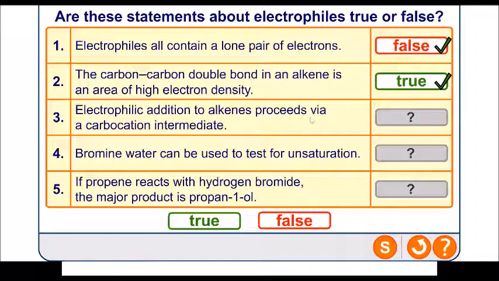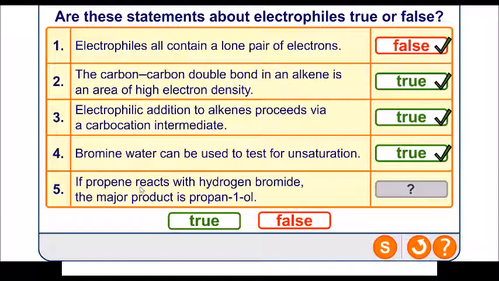Electrophilic addition to alkenes proceeds via a carbocation intermediate. Remember, that's your positive carbon atom. True. Bromine water is used for the unsaturation test, the comparison of alkane to alkene. True. This question, by the way, you don't know yet. You learn it in topic 20.1 for HL.